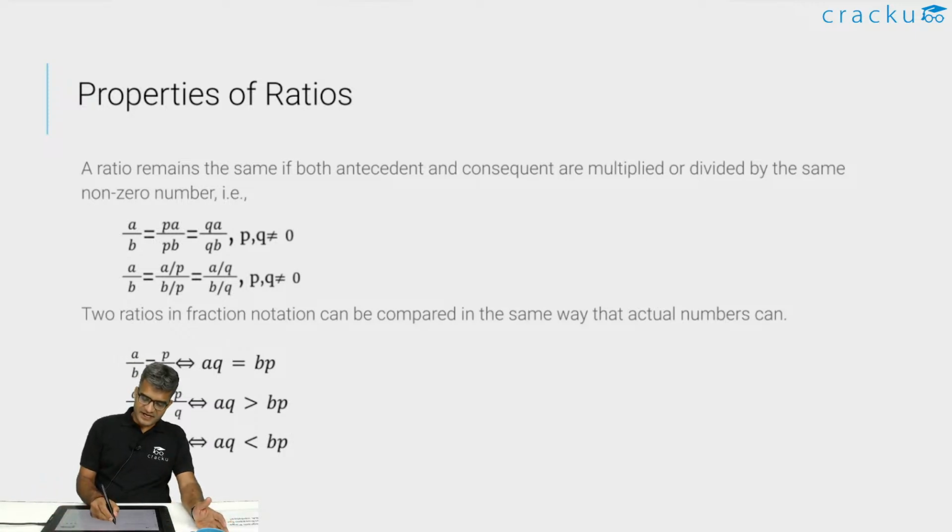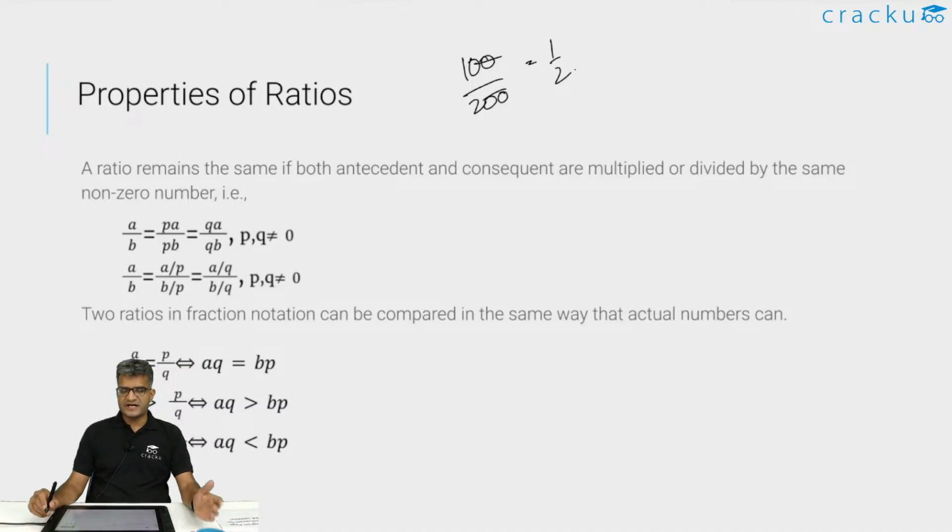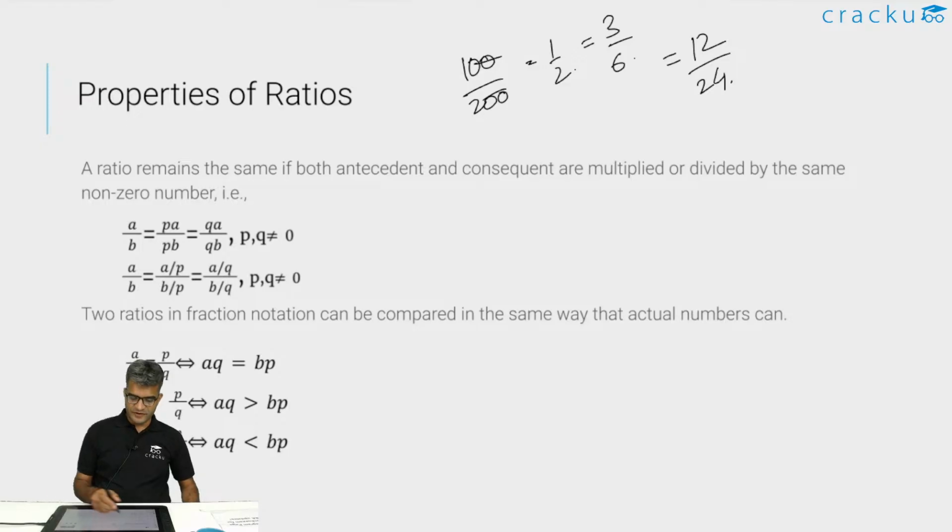Earlier we discussed that 100 by 200, if you cancel the common terms, you are going to get 1 by 2. If you multiply the numerator with 3 and the denominator with 3, you are going to get 3 by 6. Both of them are the same. Now again, if you multiply the numerator with say 4 and denominator with 4, you are going to get 12 by 24. All of them are actually the same. So if you are multiplying the numerator and denominator with the same number, the ratio will not change.